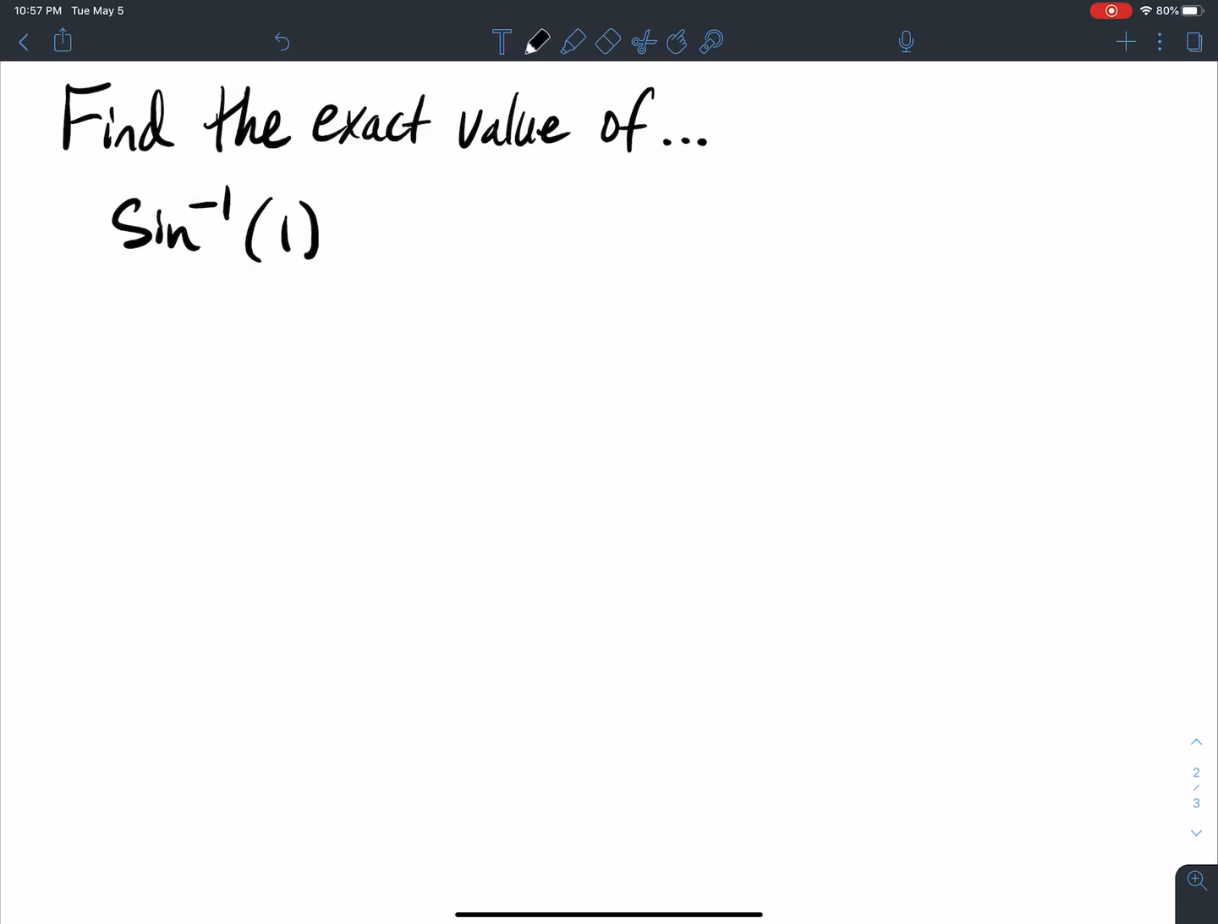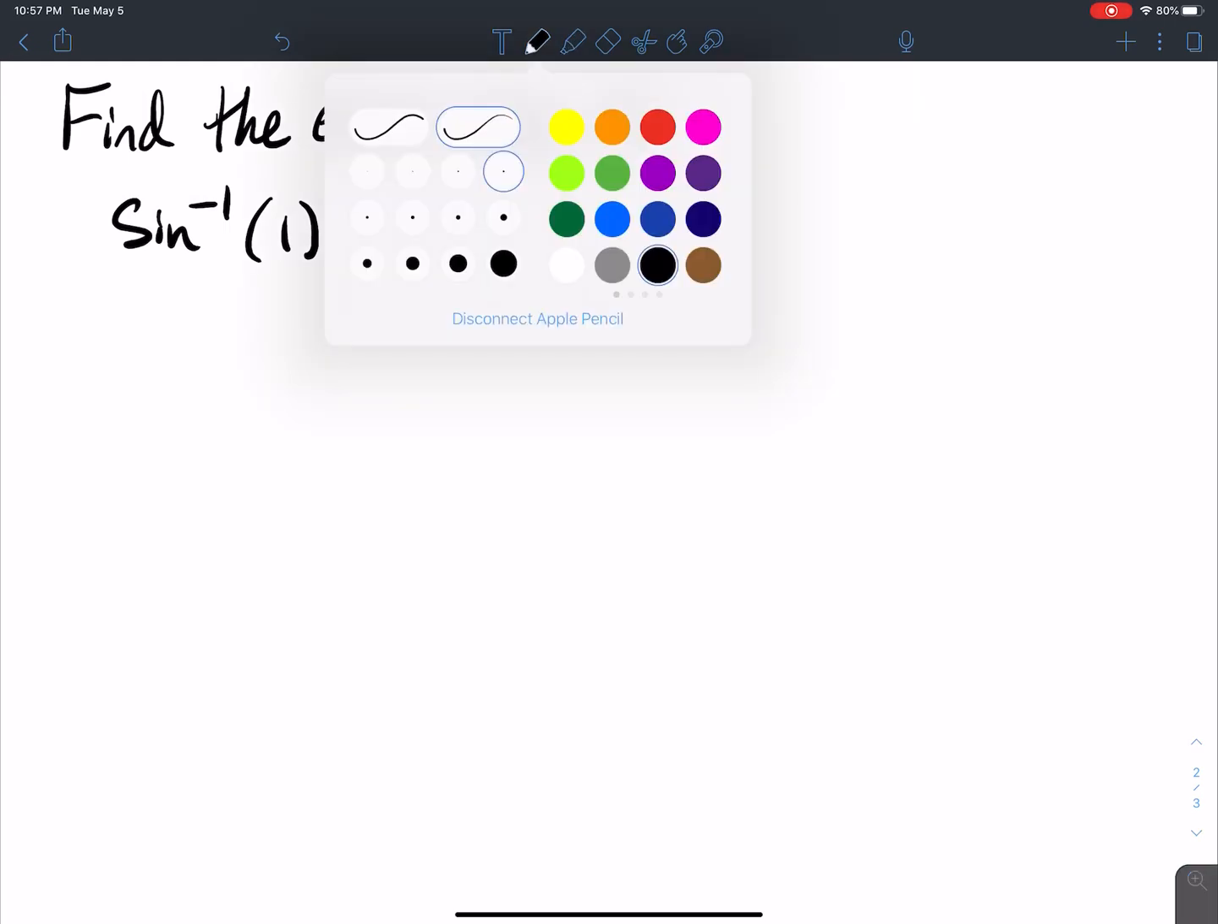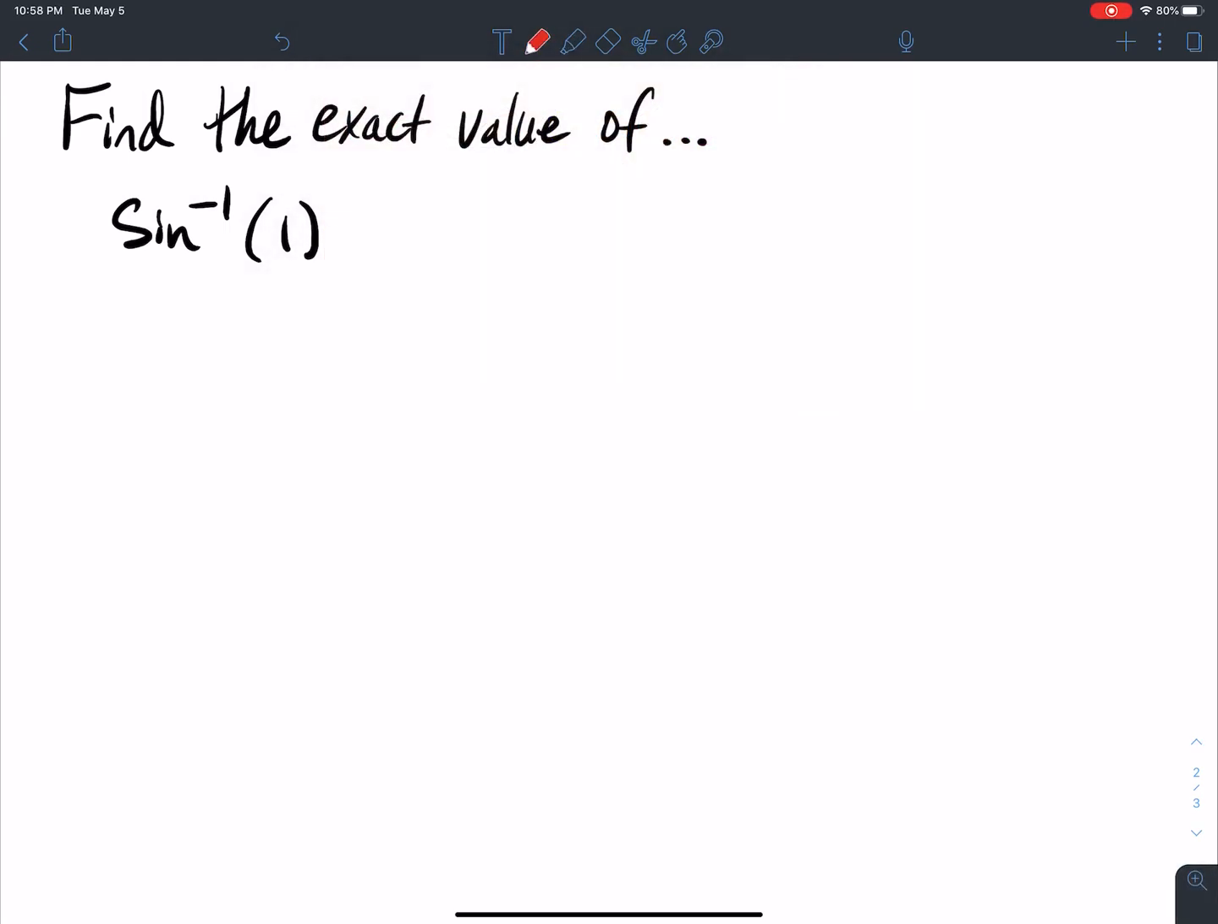Okay, so in this video, we're going to find the exact value of the sine inverse of 1. How are we going to do that? Remember, this is an angle, so I'm going to let theta equal the sine inverse of 1. Okay. Then theta is the angle.